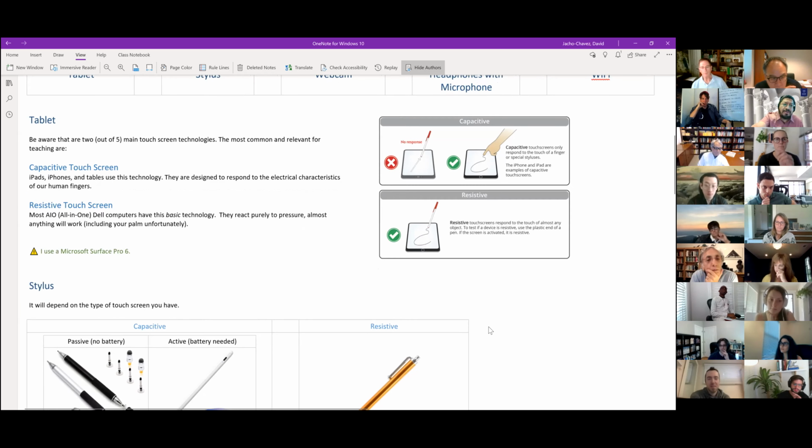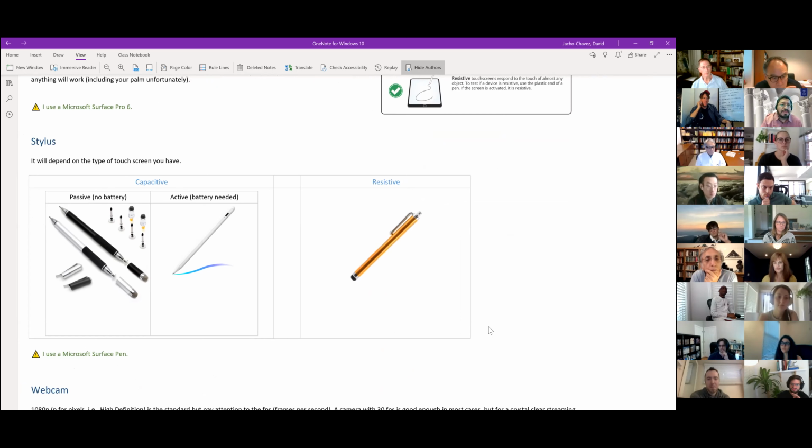When it comes to stylus, using my finger now to do this, there are two types of stylus, and I just want to mention them because I saw a faculty member using this once. So this is for the resistive one.